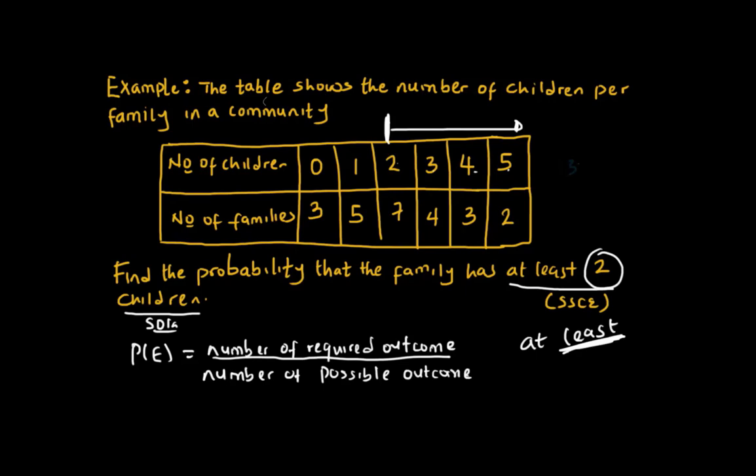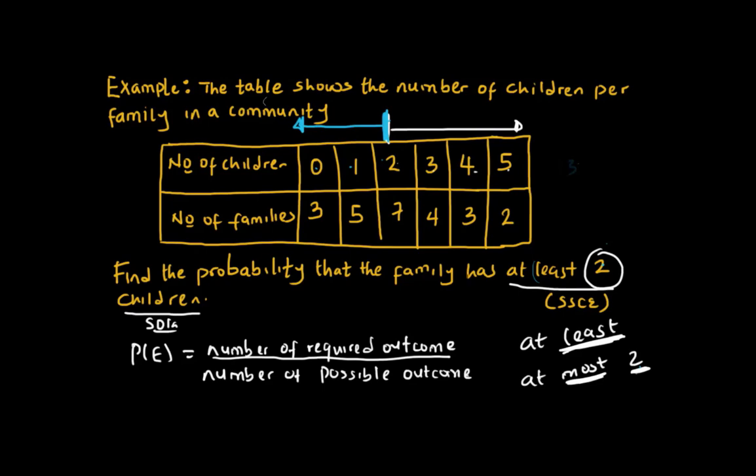Does that make sense? But if I'm told at most, let's say at most 2, it means that the biggest number should be 2. So from 2 we are moving backwards. So the biggest should be 2: 0, 1, 2. Does that make sense? So at least means the smallest should be that number. At most means the biggest should be that number. Do you understand? Now let's go to this question.